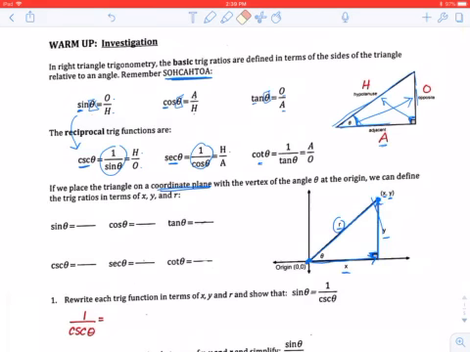Okay, so if instead of using opposite, adjacent, and hypotenuse, we use x, y, and r, then sine is equal to opposite over hypotenuse, which is y over r. Cosine is adjacent over hypotenuse, which now is x over r. Tangent is opposite over adjacent, which is y over x. And then we reciprocate, so we're just turning all of those fractions upside down to get the reciprocal function.